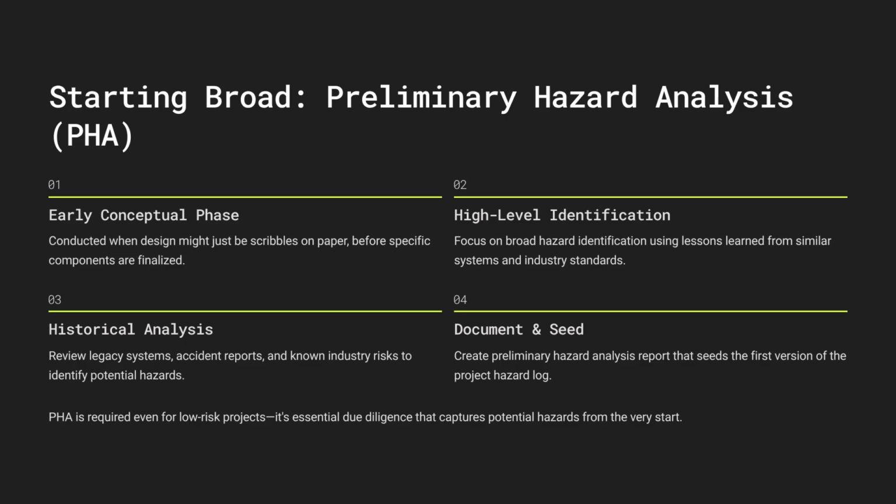And I think it's really important for everyone listening to get this: PHA is required, even if the project seems low risk, low safety criticality. Absolutely. Due diligence. Always. You have to capture those potential hazards right from the start. Okay, so PHA sets the scene, then the design matures and gets detailed. And that's when we transition to the system hazard analysis, SHA.